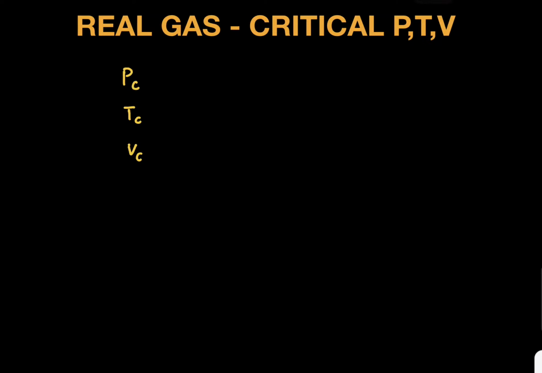Hi everyone, in this video we are talking about critical terms for a real gas, which are pressure, temperature and volume, known as Pc, Tc, Vc, also called critical pressure, critical temperature and critical volume. So we will take help of the Van der Waals equation, which is P plus n squared a upon V squared. Let's write it for 1 mole: P plus a upon V squared, times V minus b, is RT.